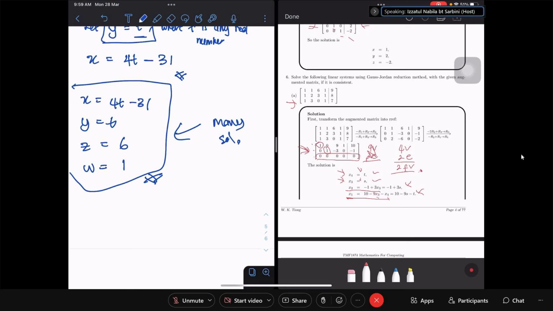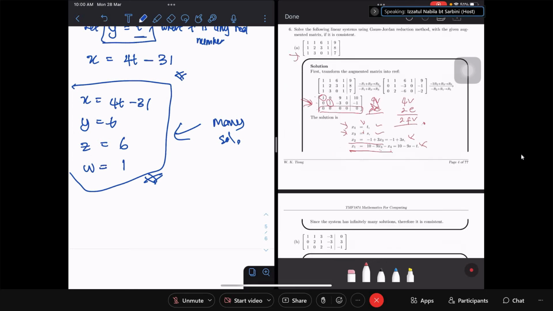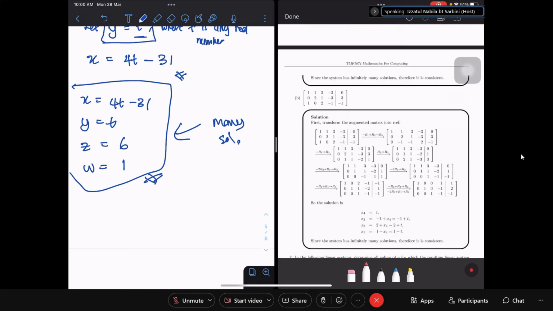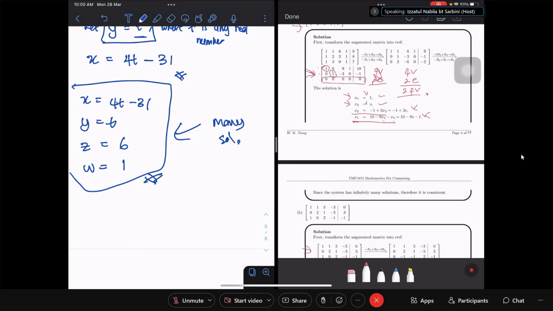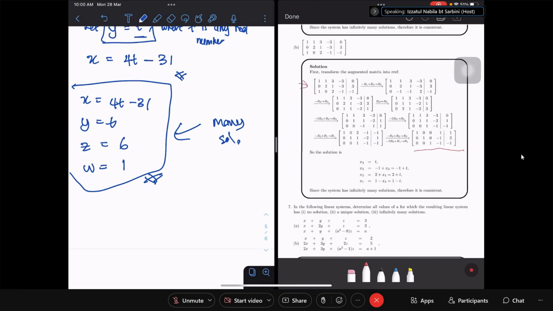Okay, so basically you should know how to write your solution. Okay, similarly for question B, you are given an augmented matrix. What you need to do is reduce until RREF, I think this one is all Gauss-Jordan. So in here, you can see that you have 4 variables, and 1, 2, 3 equations, so 1 free variable.